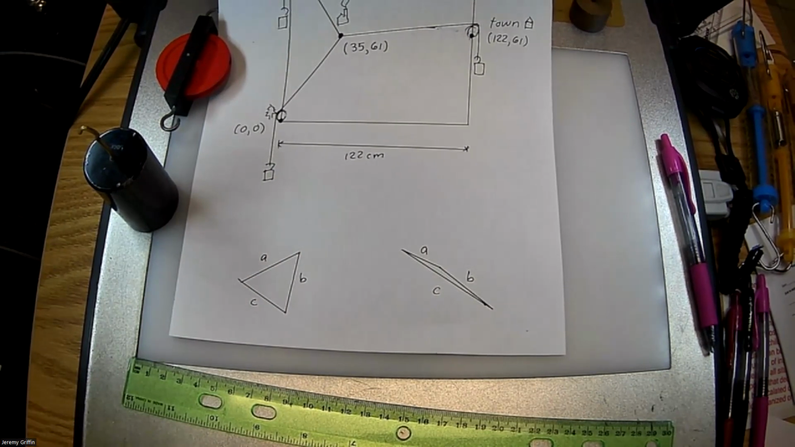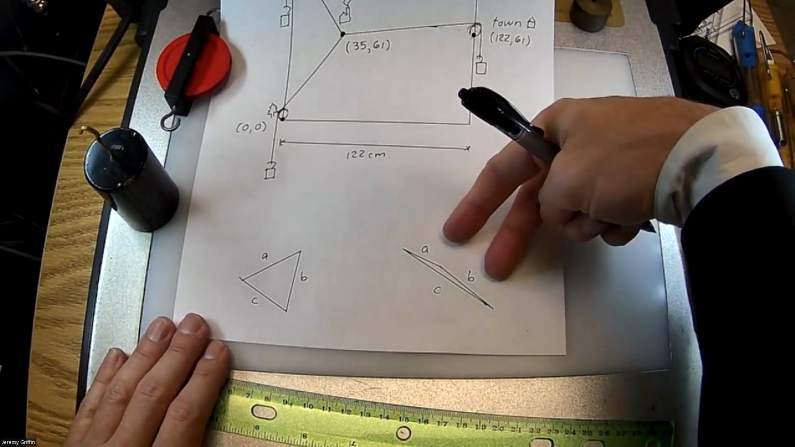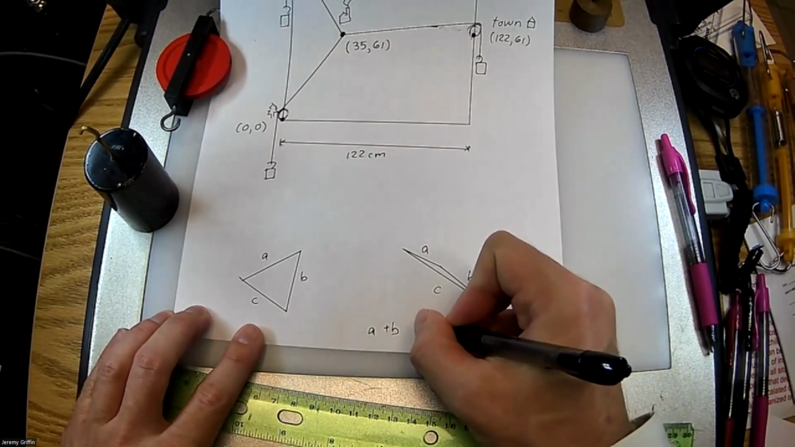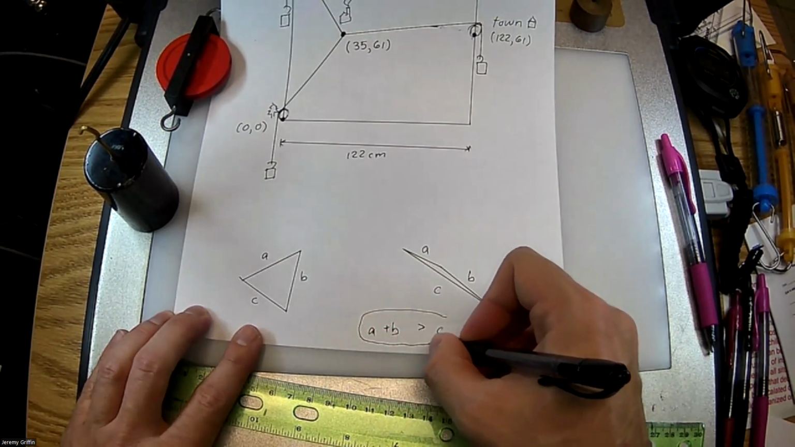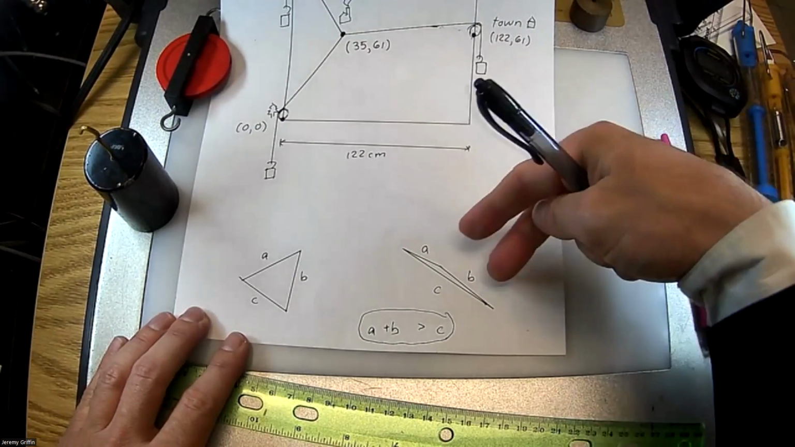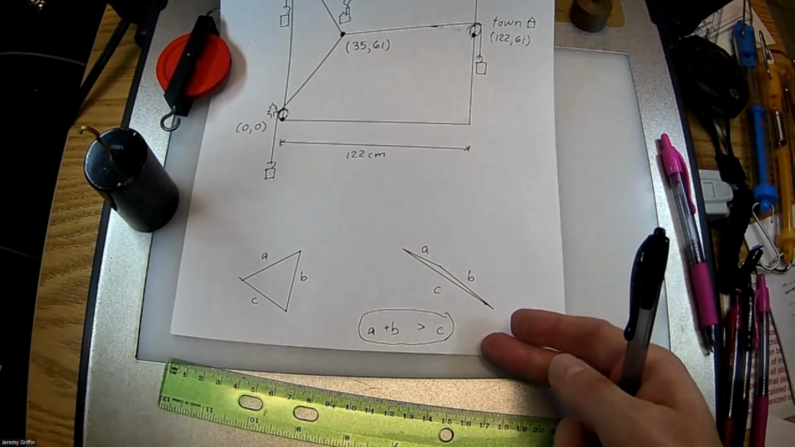But what it will do is, isn't it true that if you take the 2 shortest sides and add them together, A plus B, that has to be greater than the longest side C? This is a property of triangles. If A plus B added up to less than C, then it wouldn't even close and make a triangle, right?